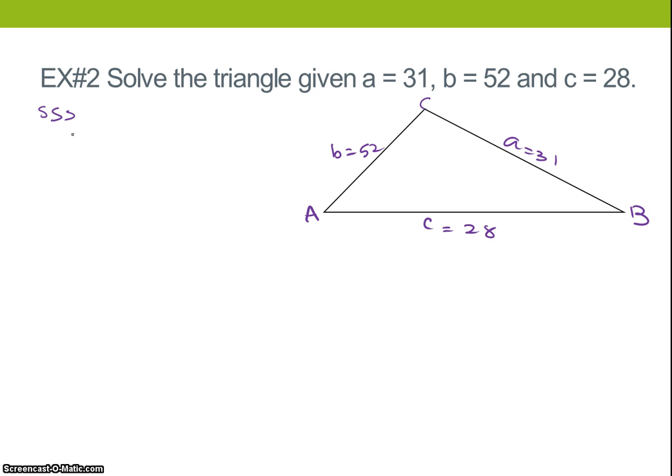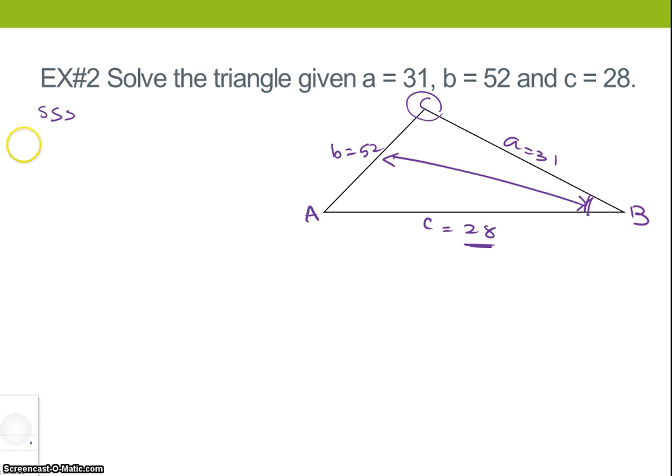And I want to find the largest angle first, and that's going to be angle B. And I know that it's angle B because, even though this triangle is not drawn to scale, the largest side is going to be opposite the largest angle, and the smallest side is going to be opposite the smallest angle. So I'm going to go ahead and find B first.